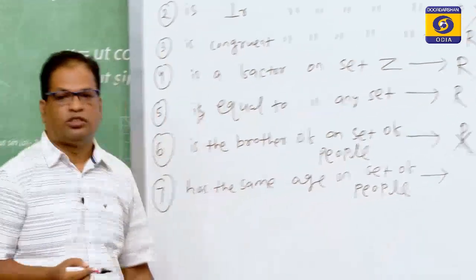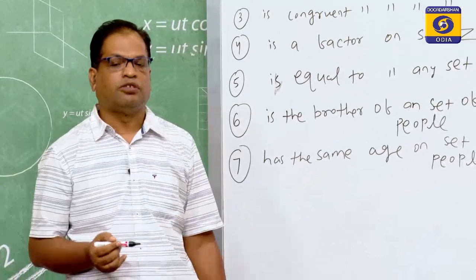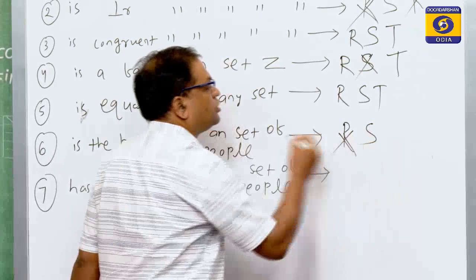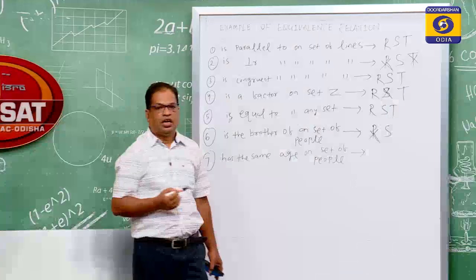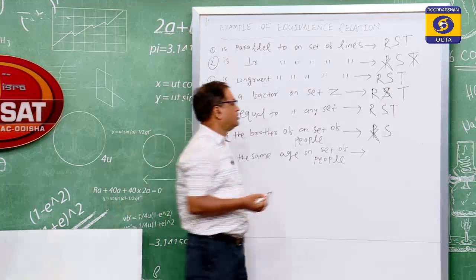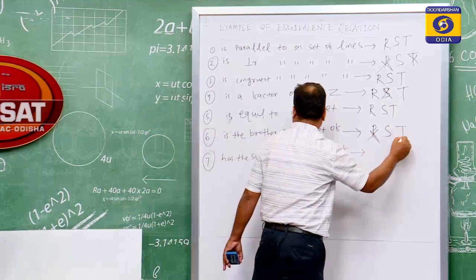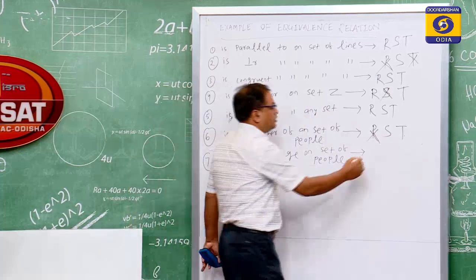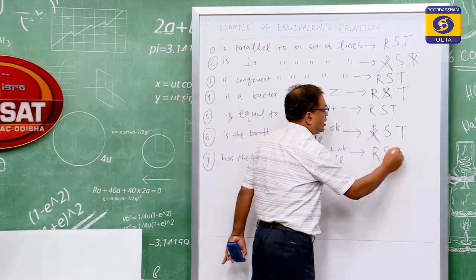But if x is the brother of y, y is brother of x. Ramo is the brother of Samo, Samo is also the brother of Ramo. So, this is symmetric, and it is also transitive. If x is the brother of y, y is also brother of z. So, this is transitive. The same as, it is left to you, it is actually reflexive, symmetric and transitive.